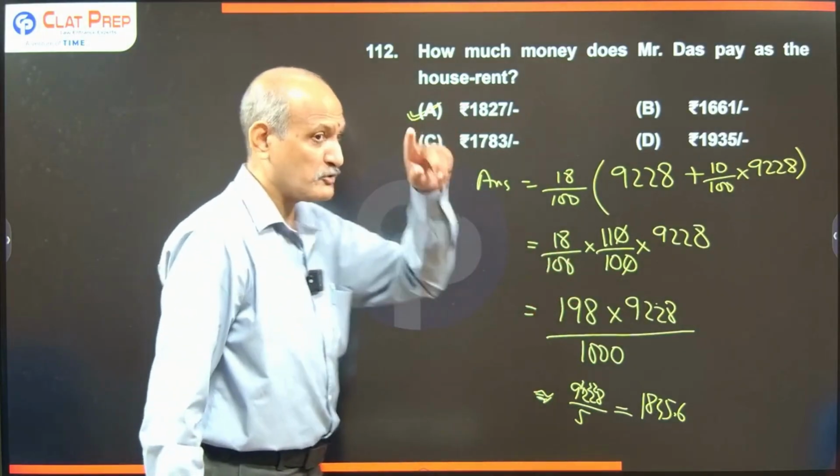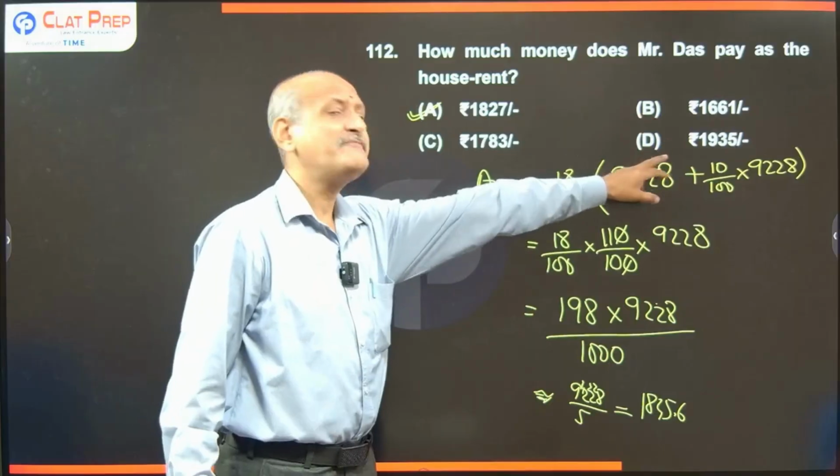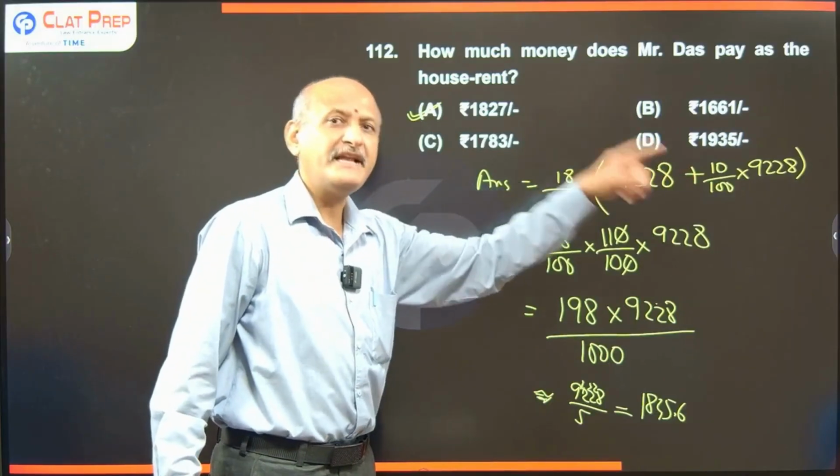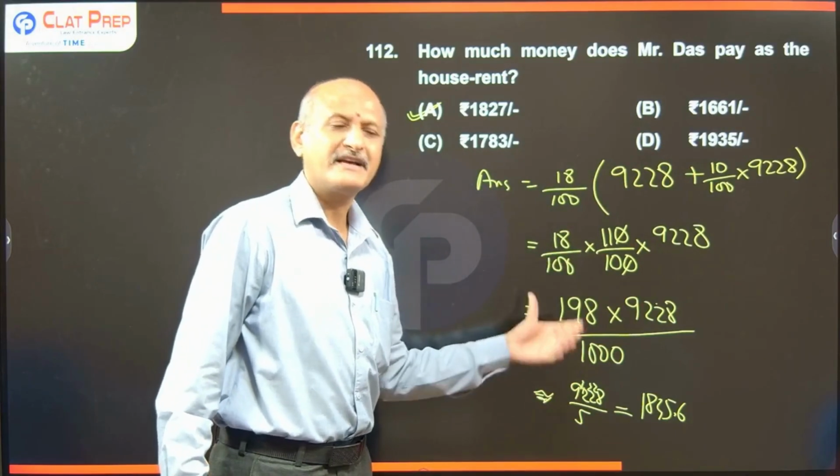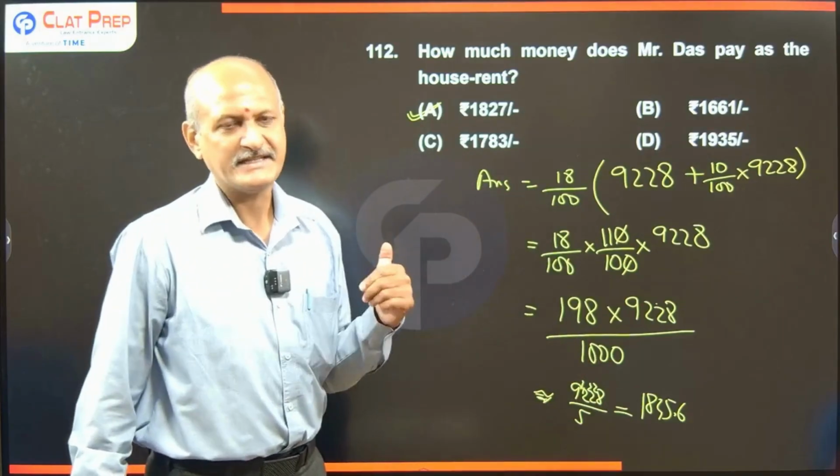Suppose, mind it, as in the previous question, had there been any option, none of these present here, then it requires you to actually calculate the correct value here and then find the correct answer there.